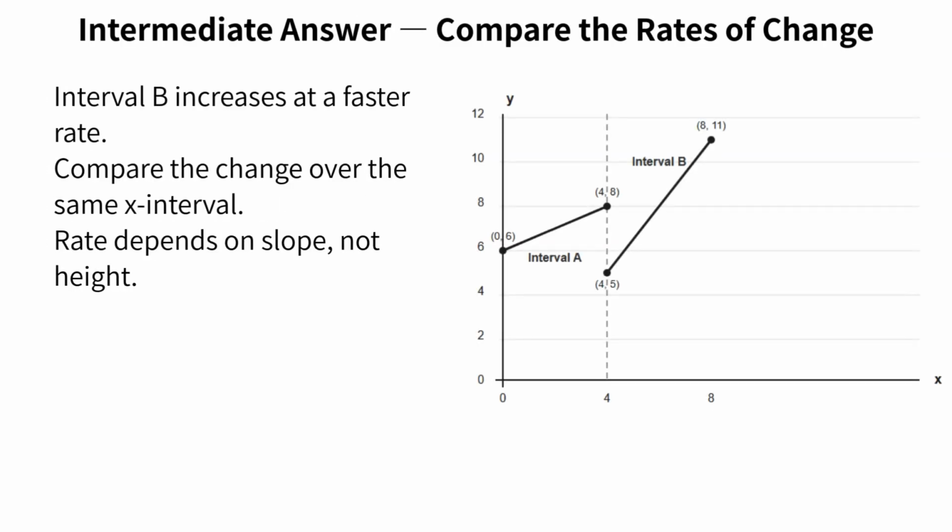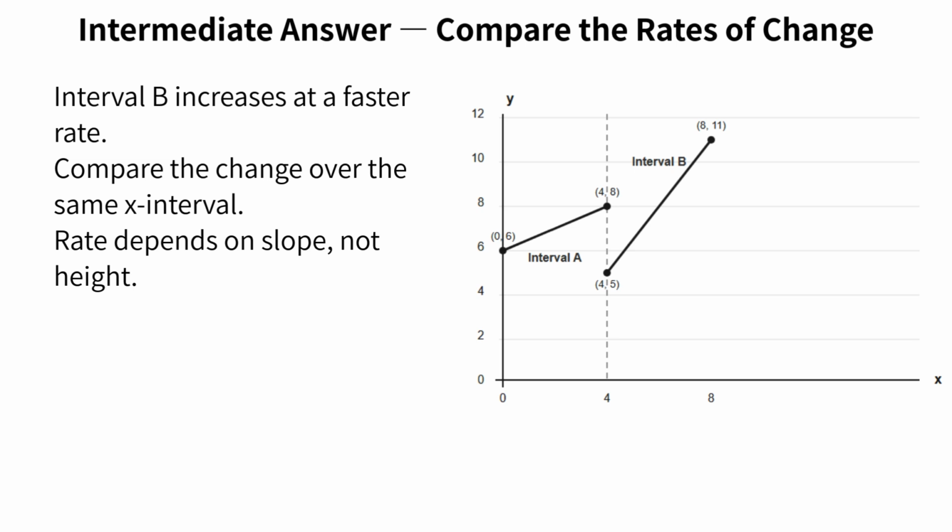Now let's carefully explain the answer to this intermediate problem. At first glance, many students choose interval A and that choice makes sense, at least visually. Interval A stays higher on the graph for a long time. The values look larger, so it feels better. But on the SAT, higher does not mean faster.